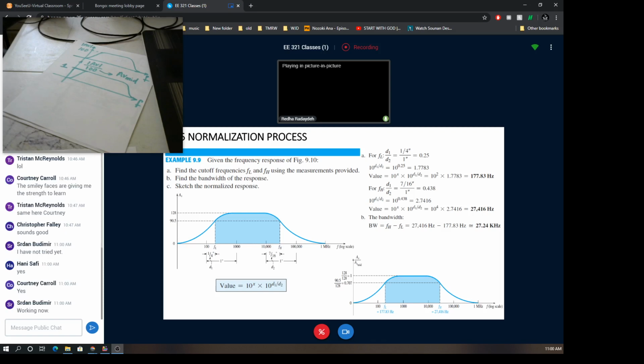Okay, so please work this problem, at least part A: find the lower cutoff frequency FL and the higher cutoff frequency FH, based on what we have here. Now you were given that the value equals 10 to the power x times 10 to the power d1 distance divided by d2 distance. So this value is the value of the frequency.